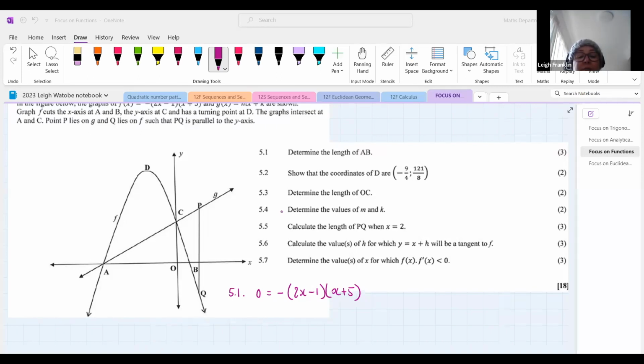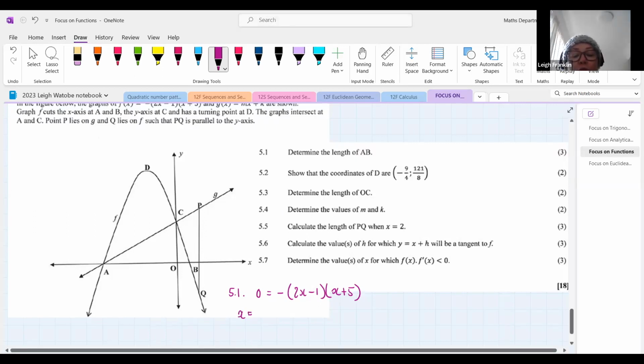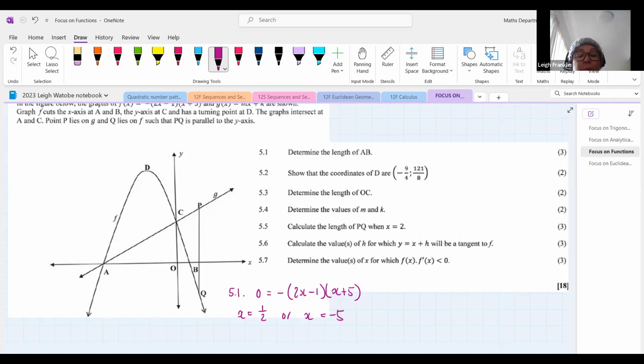The negative is there to show me that my graph is sad face down, whereas the matrics may be accustomed to hearing by now, concave down. It's a sad face parabola. That's why the value of a is negative. So that means that one x-intercept will be at 1/2. The other x-intercept is going to be at -5. So looking at the diagram, B must be the half, and A has to be the -5.